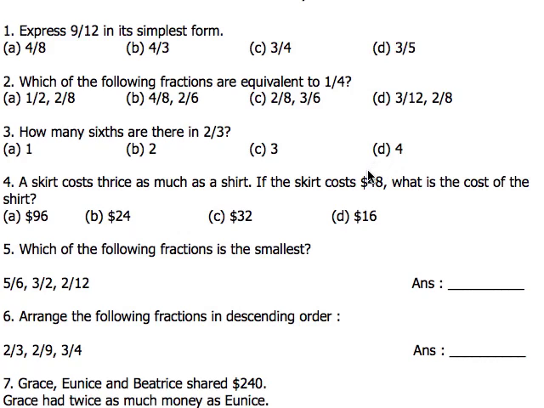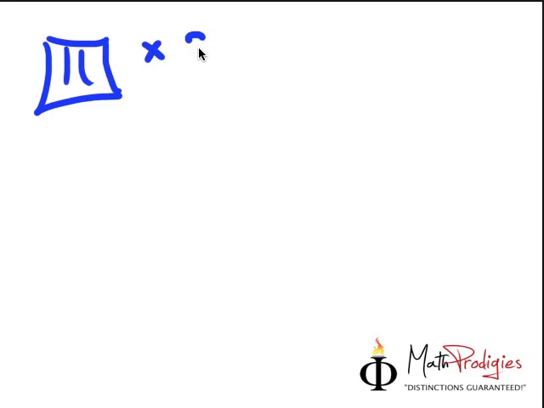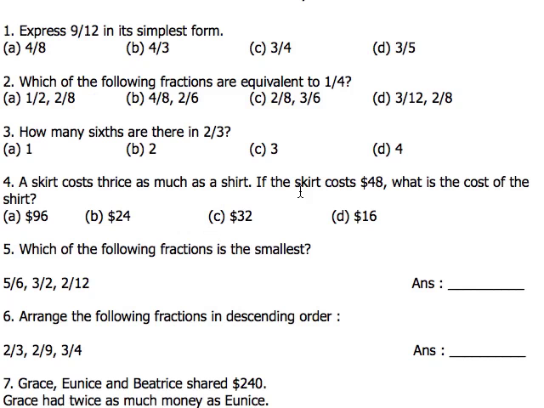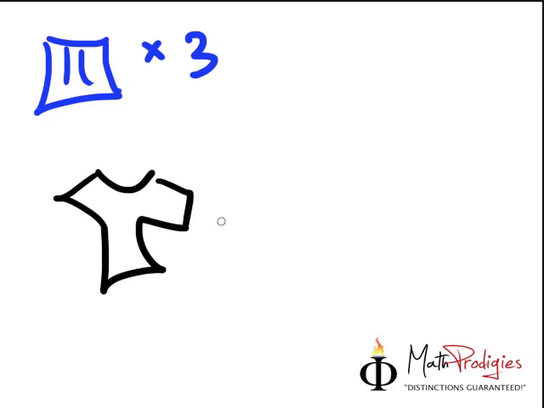Now number 4, a skirt costs twice as much as a shirt. If the skirt costs $48, what is the cost of the shirt? So let's take a look at this. A skirt costs 3 times as much as a shirt. Okay, I'm not going to use models, I'm just going to draw it for you. So 3 skirts will be the same cost as a shirt.